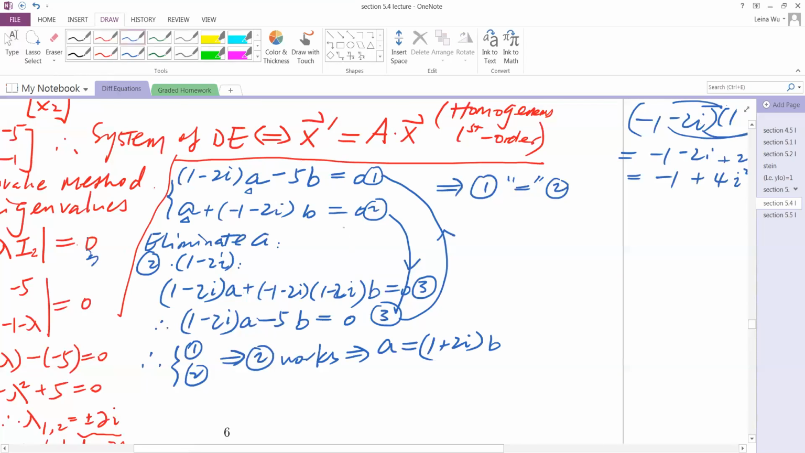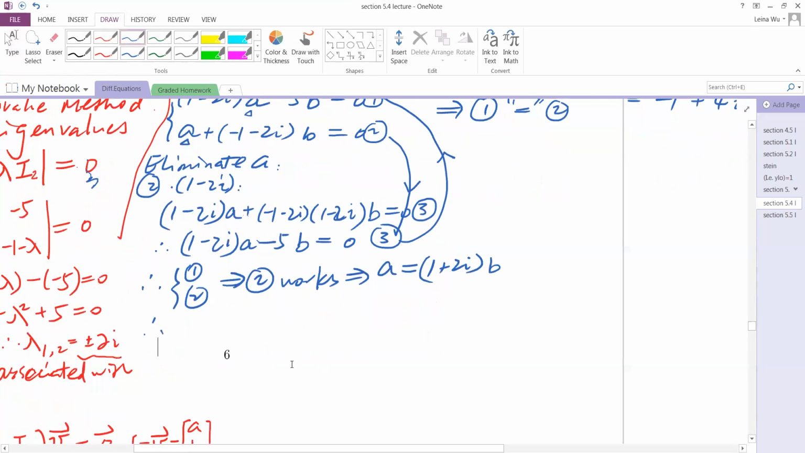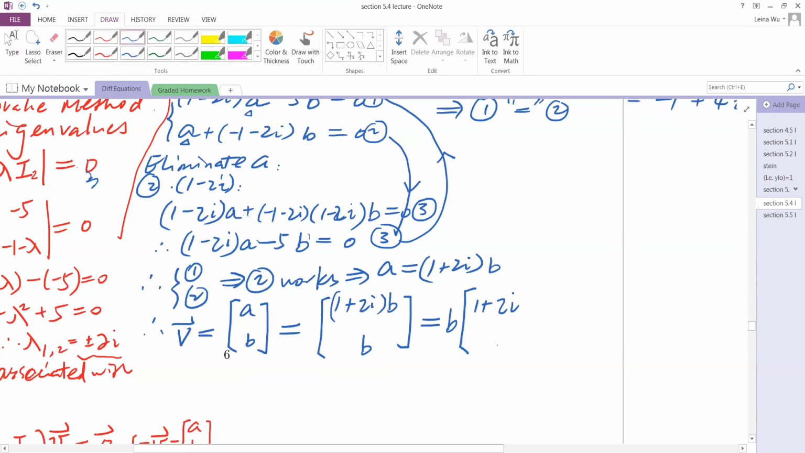Right? And you just move this piece to the right. So are we almost there for the eigenvector? Okay, so the eigenvector V, which is AB, A is just 1 plus 2i B, and B would be B, right? So I can just take out the B and leave 1 plus 2i, 1 here as the basis for the eigenspace. Okay.